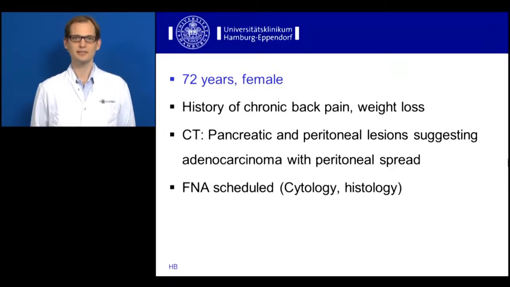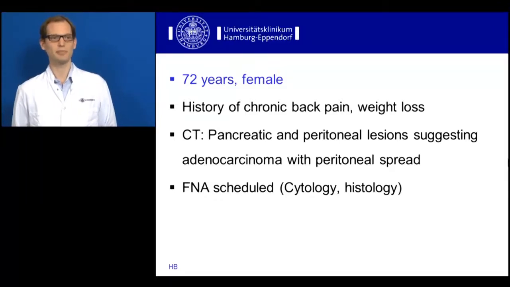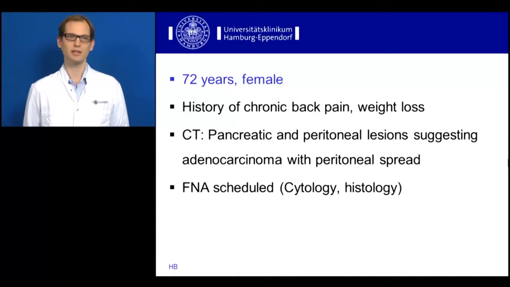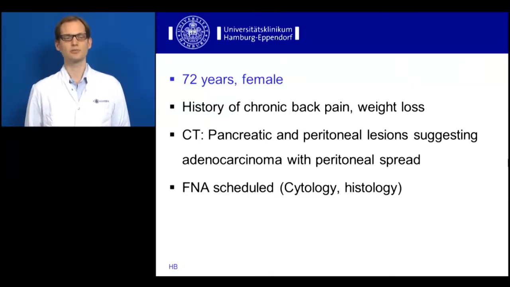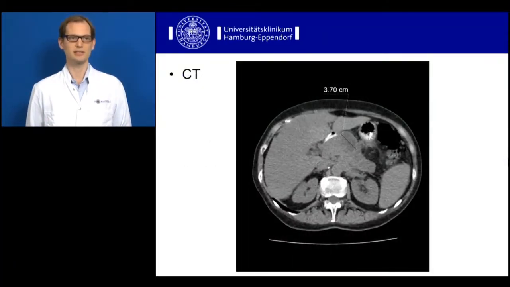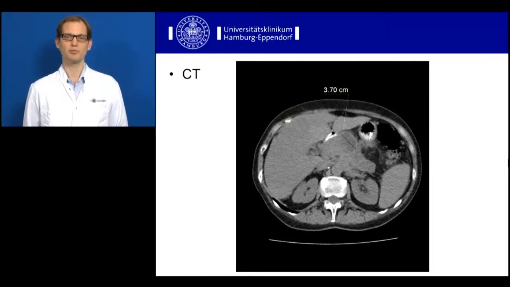The next case is a 70-year-old female patient with a history of chronic back pain and weight loss. CT scan showed a pancreatic and peritoneal lesion suggesting adenocarcinoma and peritoneal spread. The patient was referred to us to undergo FNA of that lesion. This is the CT scan showing a 3.7 centimeter lesion, and Professor Haas is now going to show you the EUS and FNA of the lesion.